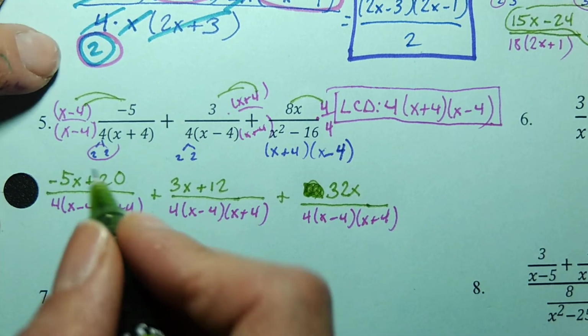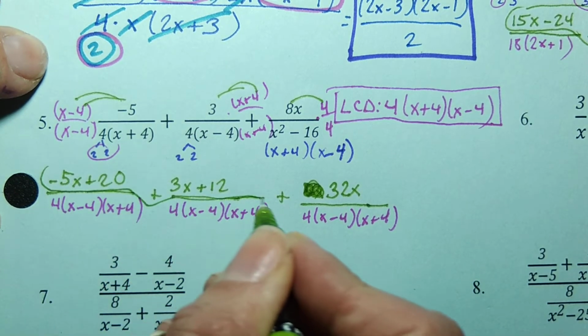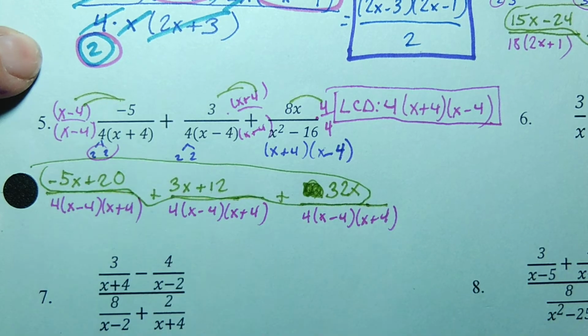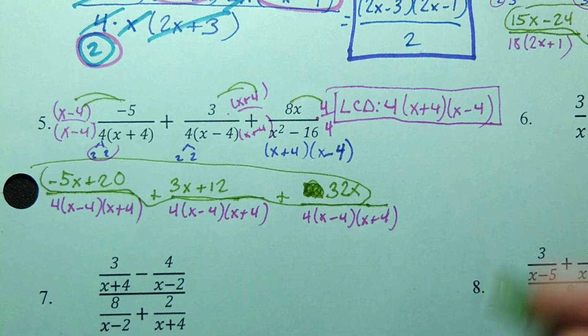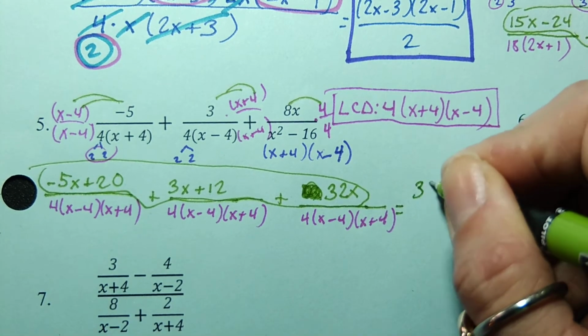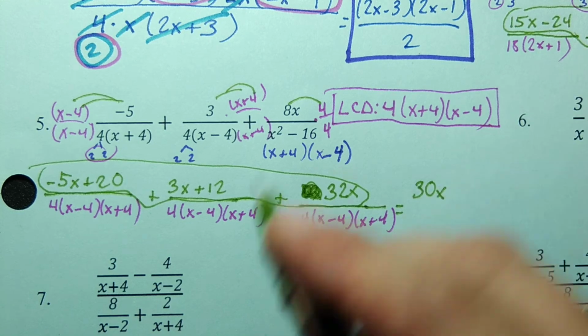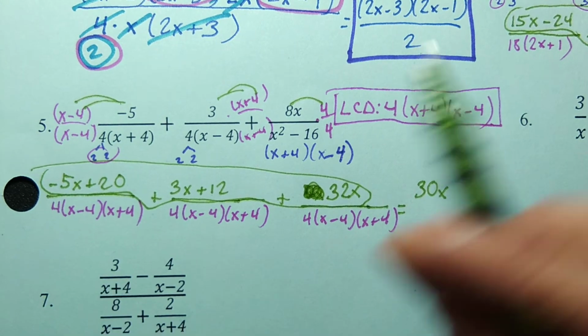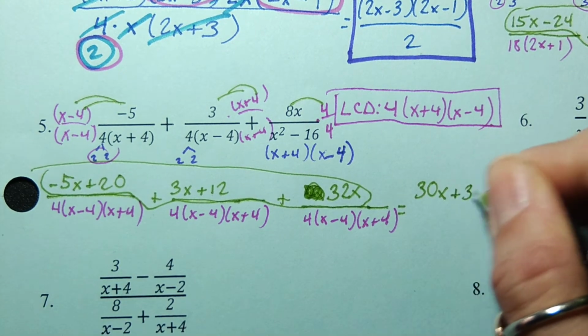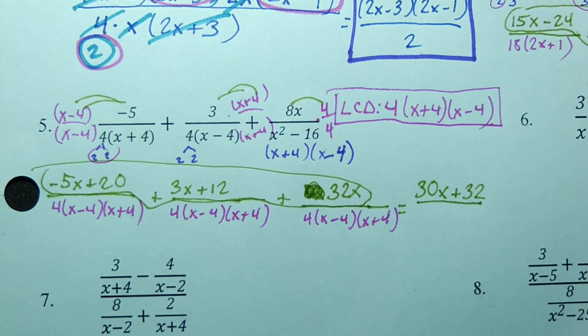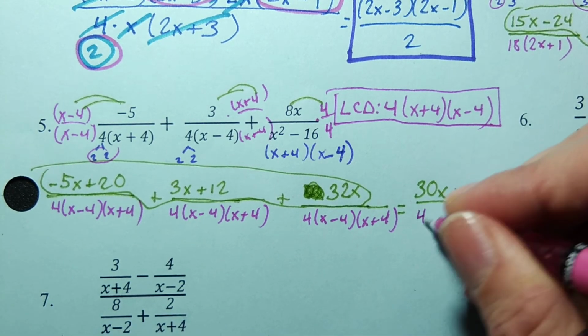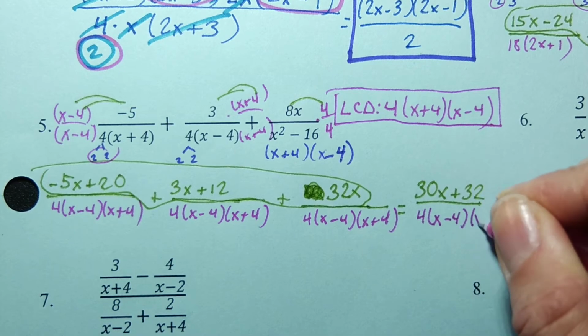So from here, now that we have common denominators, we're going to add all those tops together. So like term-wise, I've got negative 5x and 3x. That's going to be negative 2x plus 32x is 30x. Then for our constants, 20 plus 12 is 32. And this is all over 4 times x minus 4, x plus 4.